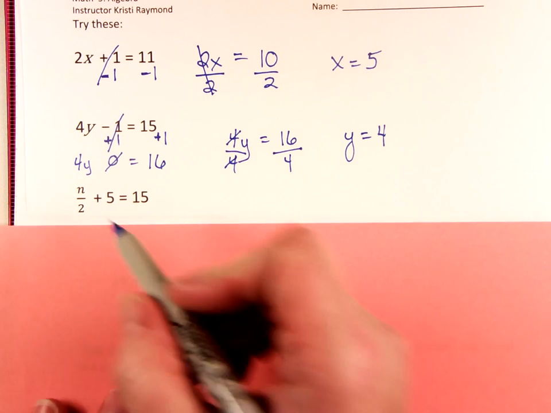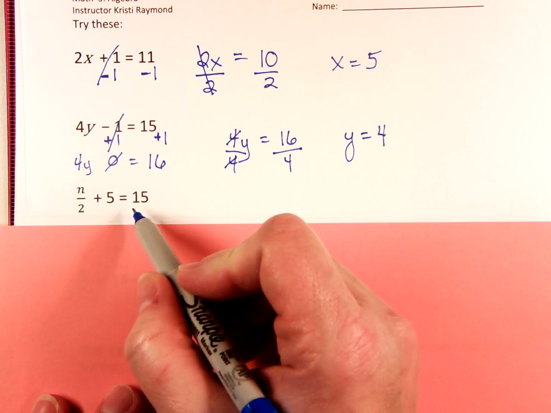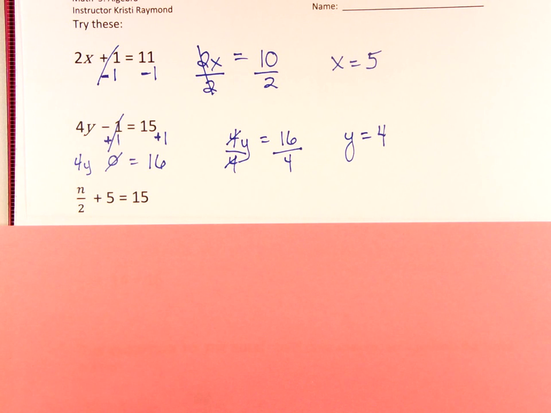Okay, so we have n divided by 2 this time, plus 5 equals 15. Before you start to say, I can't do that, there's a fraction there, let's just go ahead and do one step. What's the easiest step to work with? The loose number, thank you, good. So what is the loose number here?